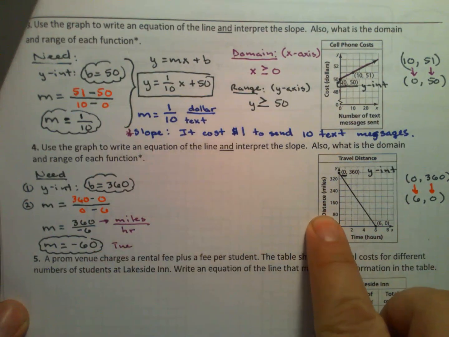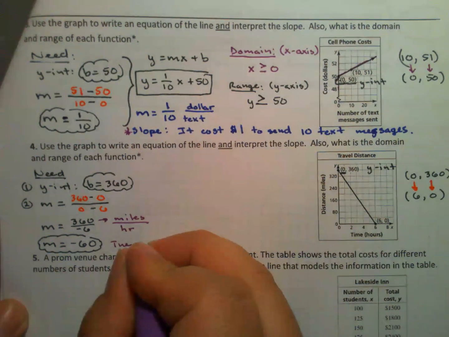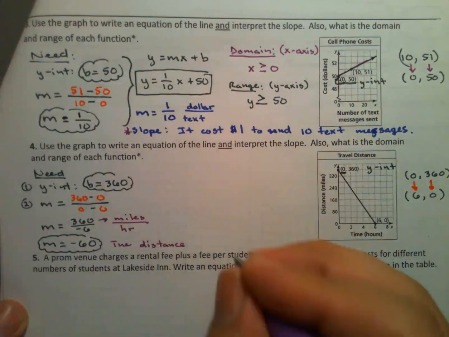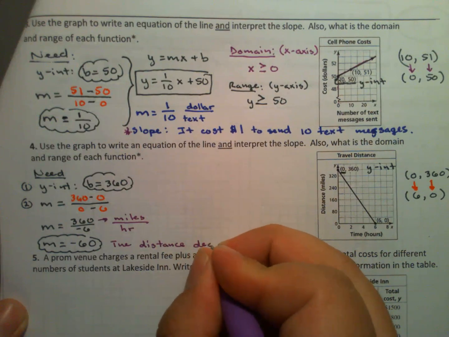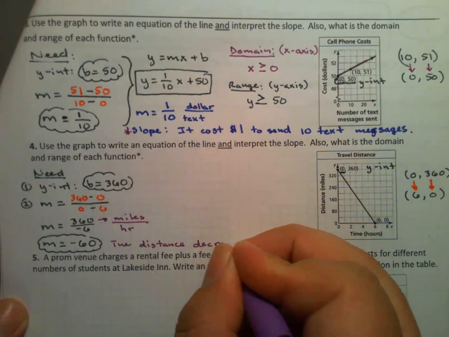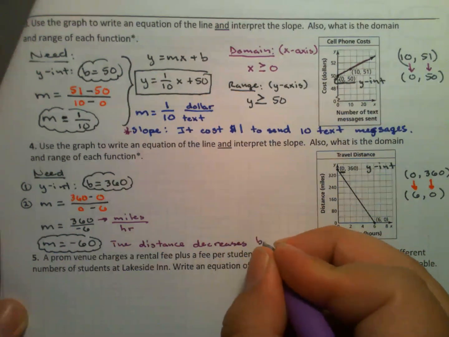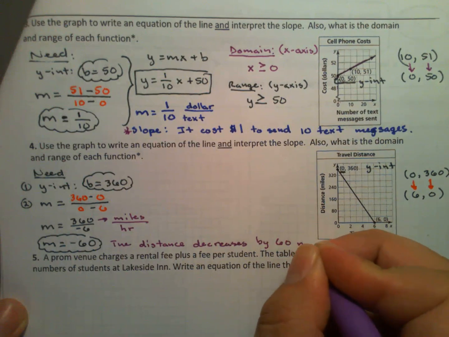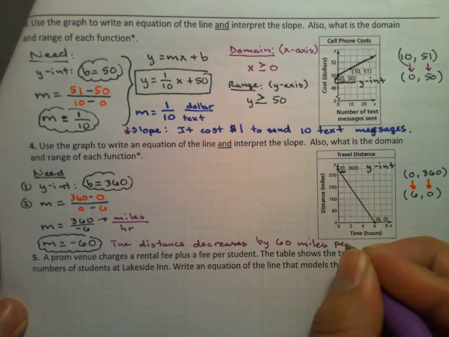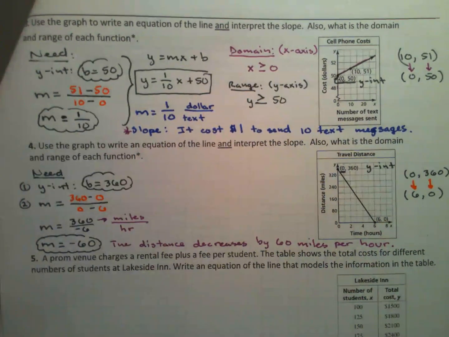So then when it says negative 60, well, think about it. The distance, don't forget, I'm just using the words that are here. That's all you have to do. The distance decreases. Now I use the word decrease because it is a negative. It's falling, right? It's dropping. Decreases by 60 miles. There it is. Look, miles per hour. There, we have explained what the slope is.